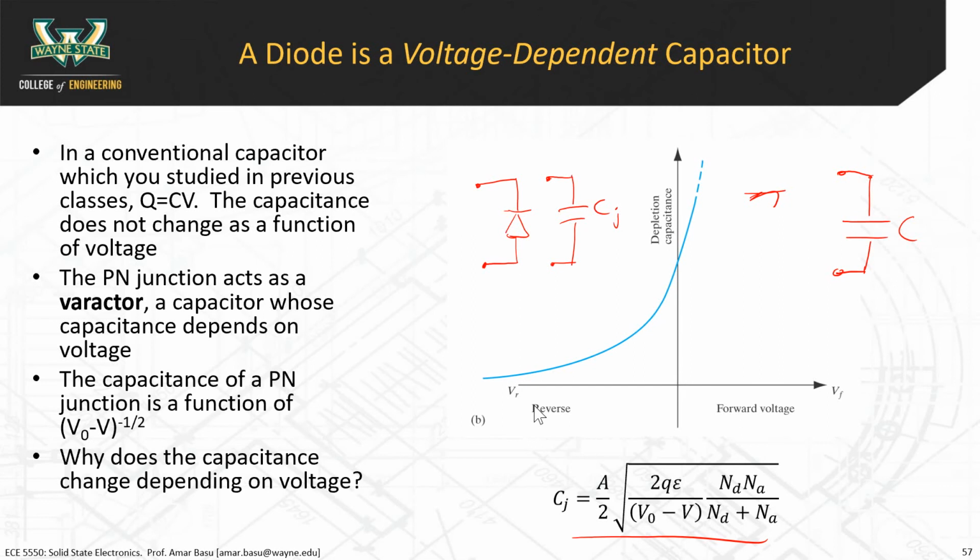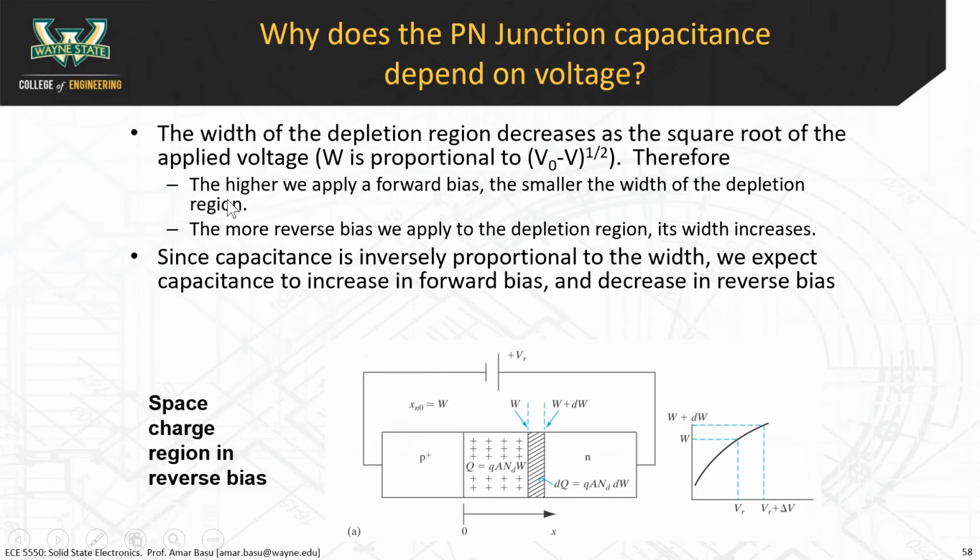Okay, good. So we covered this. This is a little bit more detail on why the PN junction capacitance depends on voltage. We know right now the width of the depletion region decreases as the square root of the applied voltage. So the more forward voltage you apply to it, the depletion region gets smaller.